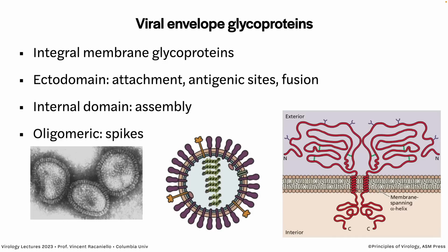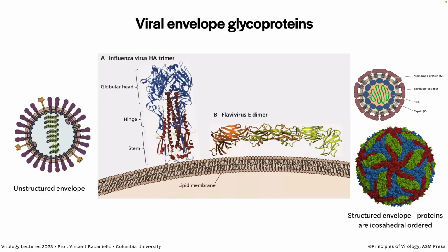And these proteins tend to be oligomers. They're dimers or trimers. And so the influenza virus spikes, which we saw in that EM some time ago, those spikes are made up of trimers of these proteins inserted into the membrane. And these glycoproteins can be perpendicular to the membrane. So here is the influenza virus HA, or hemagglutinin, trimer, which is perpendicular to the membrane. So that's the purple spike there in the membrane.